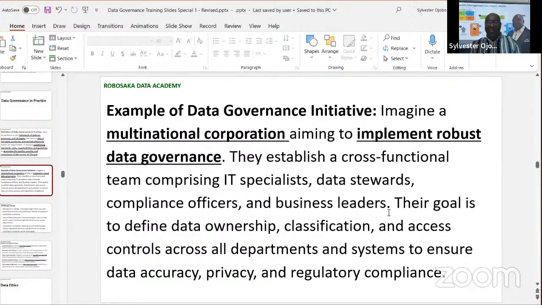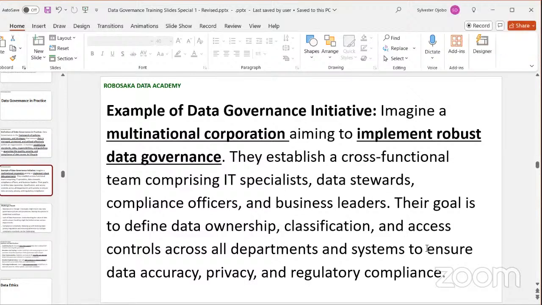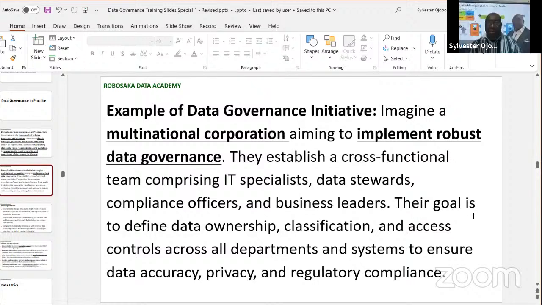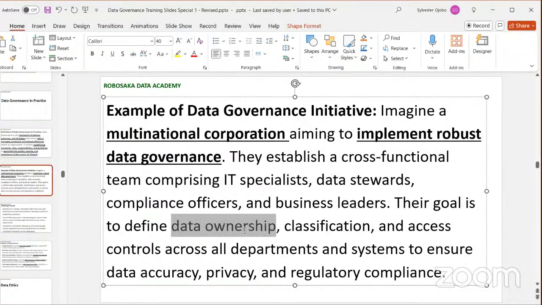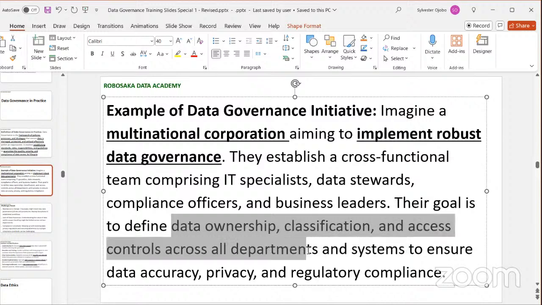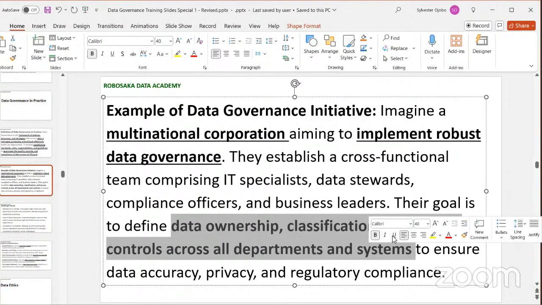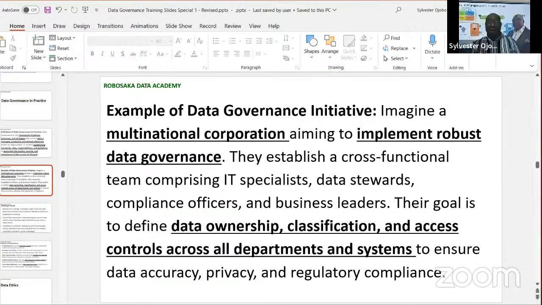Okay, now let's go forward. This team has a goal. Their goal is to define data ownership, classification, and access control across all department systems to ensure data accuracy, privacy, and regulatory compliance. Now, when you are employed, you already know what you're going to do.